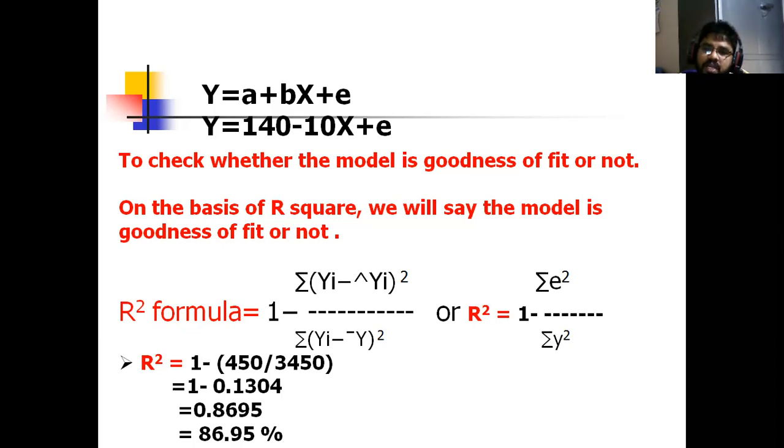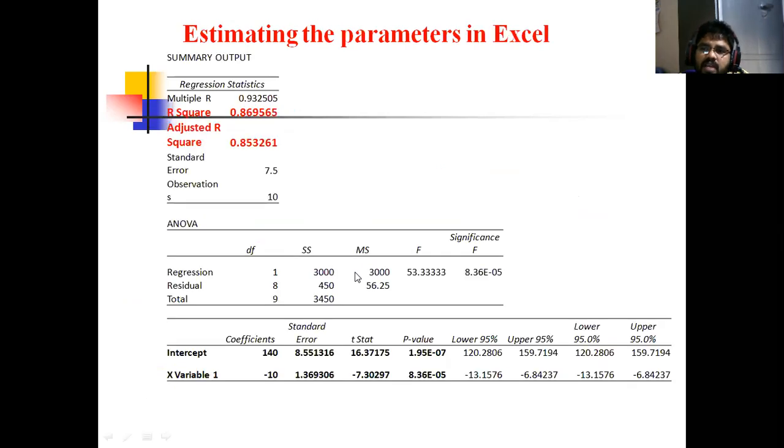As I told you, the R square formula is 1 minus the summation of (yi minus y cap) whole square by the summation of (yi minus y bar) whole square, or simply 1 minus the sum of e square by the sum of y square. So 1 is nothing but, as usual, R square. Then what is the sum of e square? Nothing but error squares, when you are estimating the values.